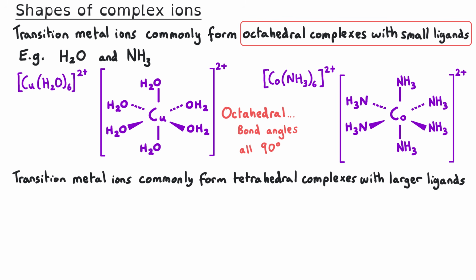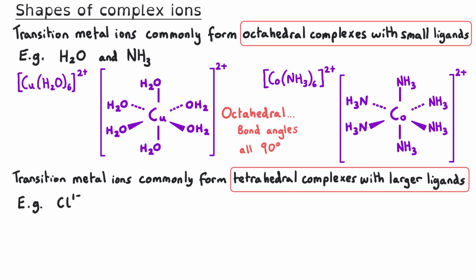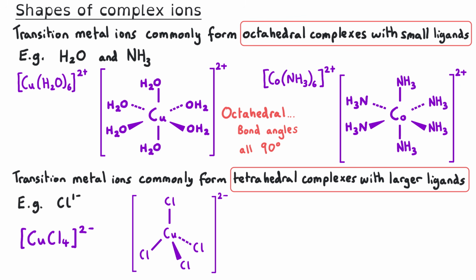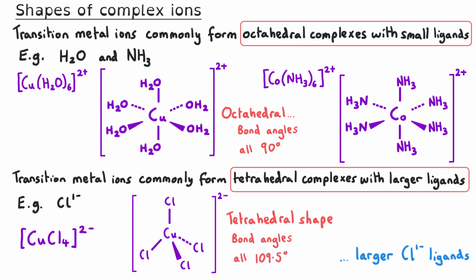Transition metal ions commonly form tetrahedral complexes with larger ligands, and that's because there's not enough room for 6 ligands to fit. They literally take up too much of the available space. An example of this is the chloride ligand. And so in the complex with copper ions, we can only fit 4 chloride ions around the central copper ion. And so we get a tetrahedral shape, and the bond angles will be 109.5 degrees. And so this copper complex with CuCl4 as its formula needs the square brackets around the outside and the 2- charge overall.